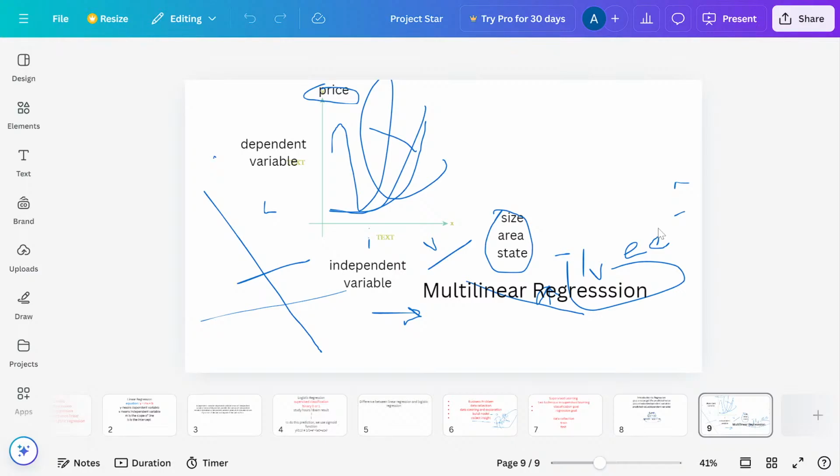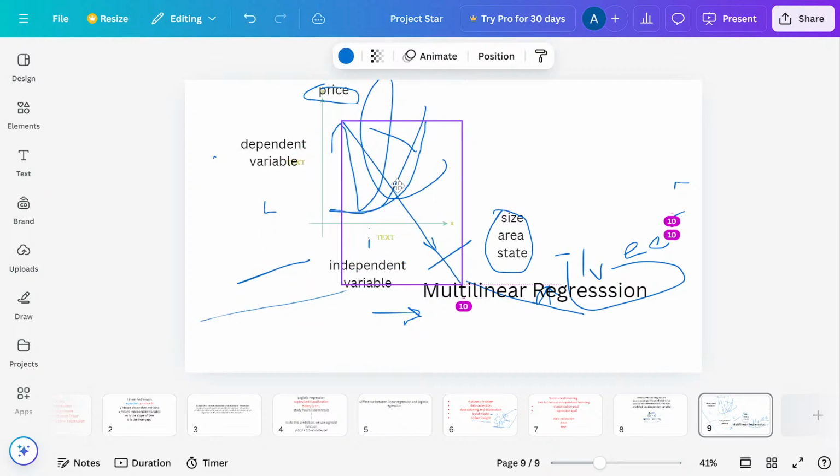So on day one of Project Star, I left something to tell. I left something related to regression, I think, but I don't know what I left. I left something that's related to linear regression.